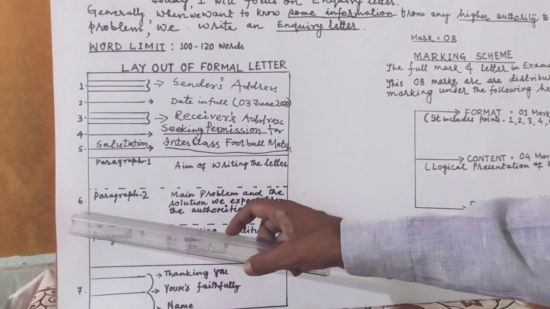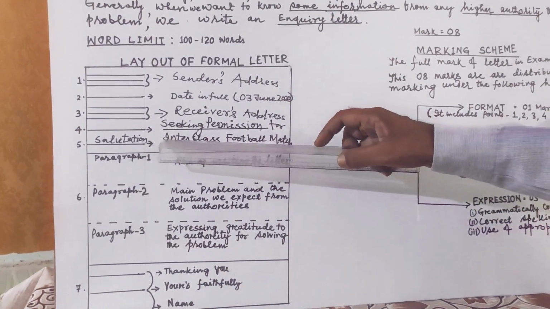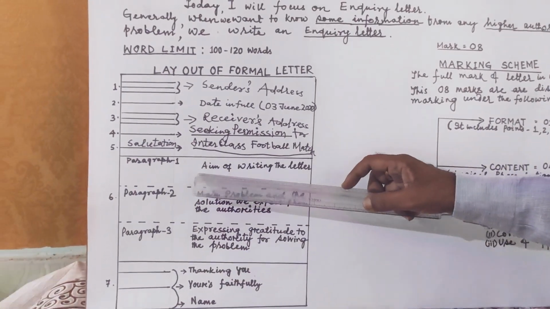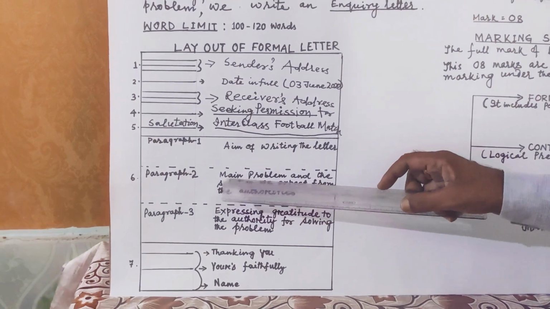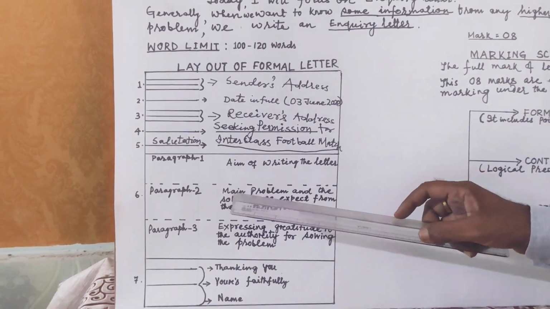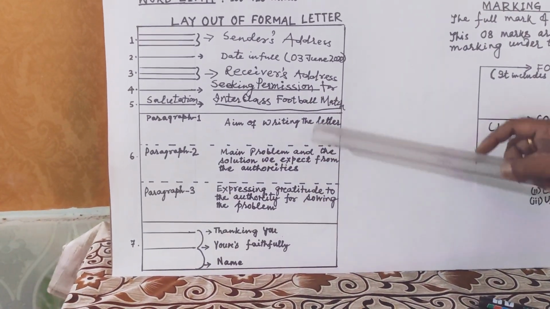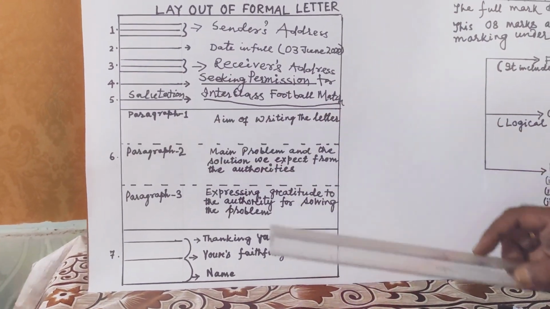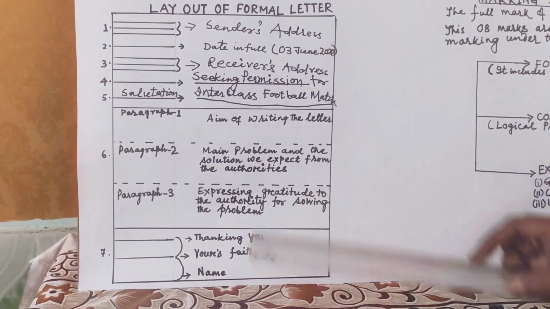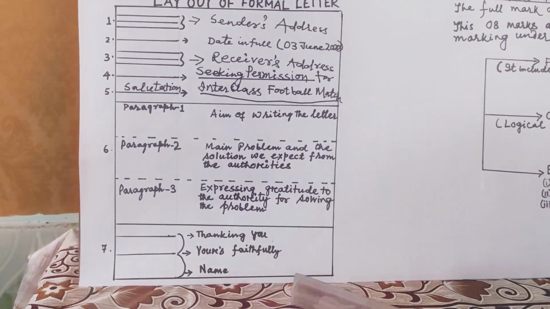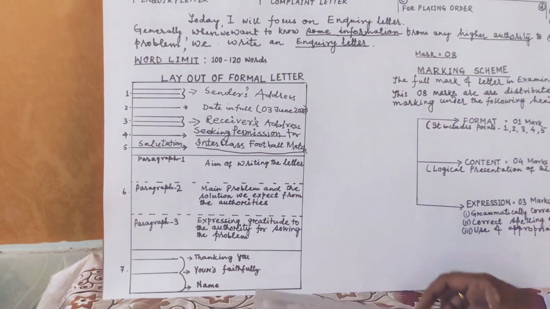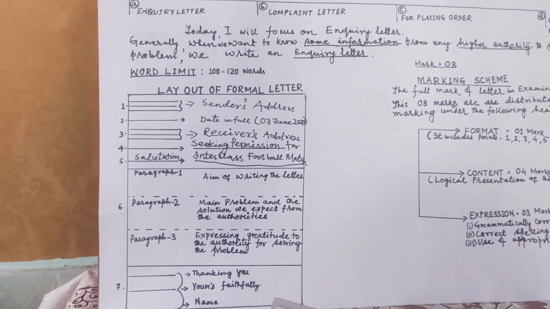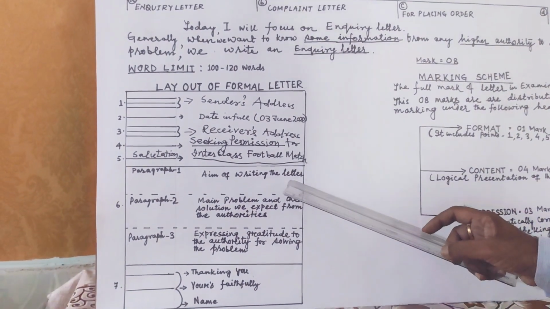Then point number 6, students, you can see we have left a bigger space here. This is called the body of the letter. Now we have to divide this body of the letter, preferably into 3 paragraphs. Paragraph 1, please keep in mind, we will definitely write the aim of writing the letter.